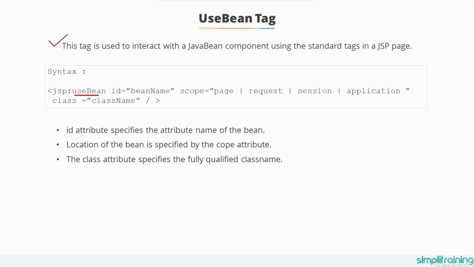So we have a useBean, the ID, the scope, whether it is scoped to this page, the request, the current session or the application itself, and the name of the class. So the ID specifies the attribute name of the bean, the location of the bean is specified by the scope attribute, and the class attribute specifies the fully qualified class name.